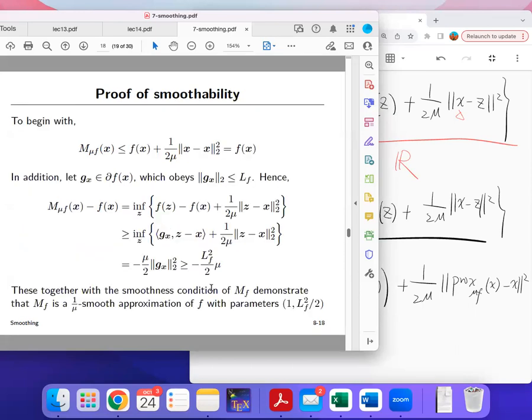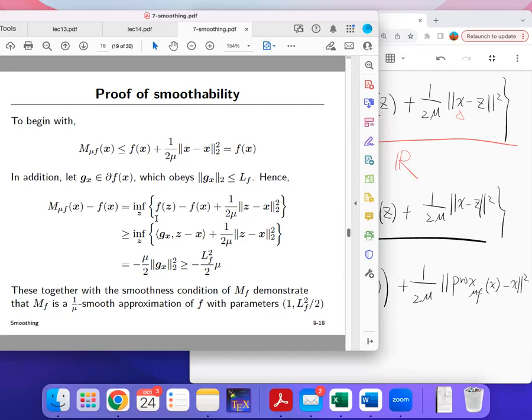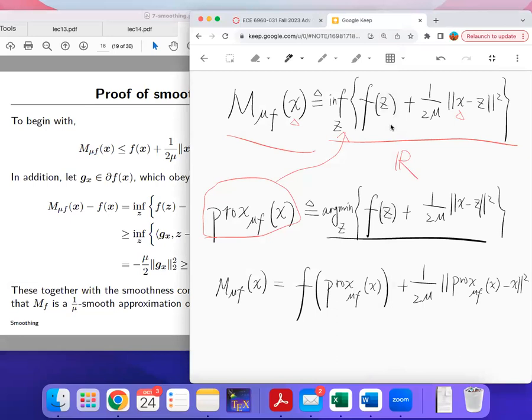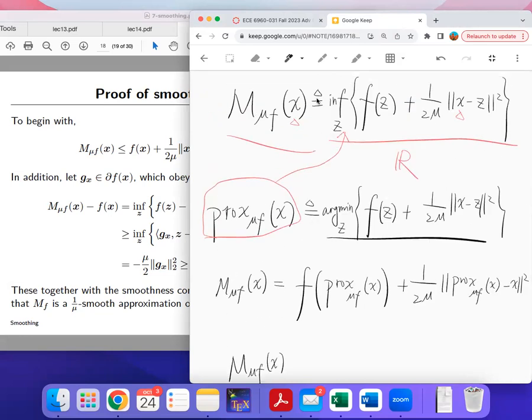So let's look at the proof of the last bullet point. Let's show that this function is indeed a smooth approximation of function f. First of all, we claim that the Moreau envelope is a lower bound of your original function. Why is that? Because the Moreau envelope is defined as the infimum value over z. So I can set z as x, and that will be at least greater than or equal to this infimum value.